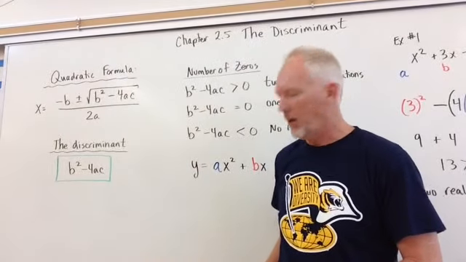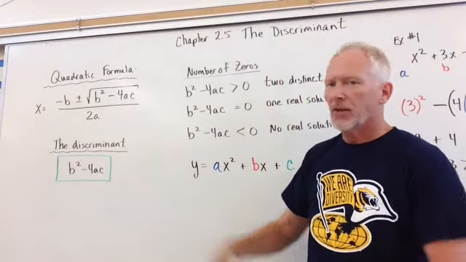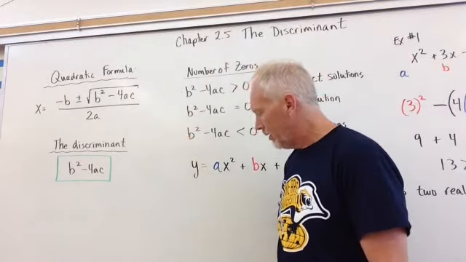All right, quick video on the discriminant. We're talking about chapter 2.5, the discriminant. This comes right out of the quadratic formula.